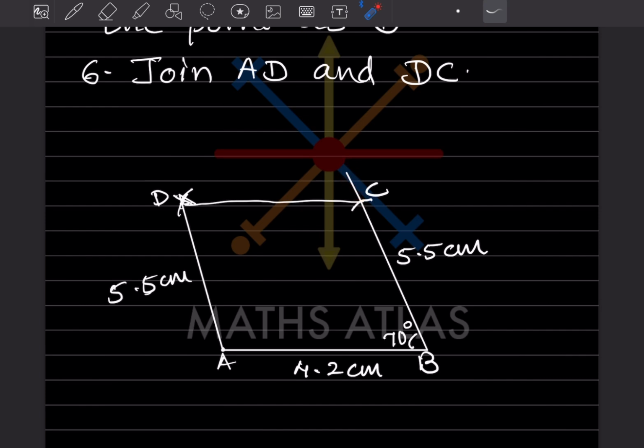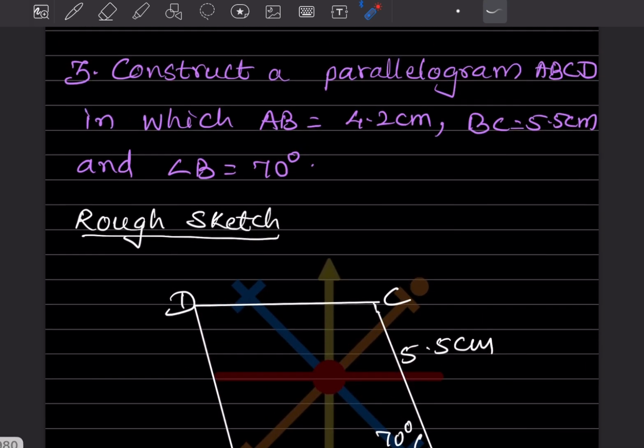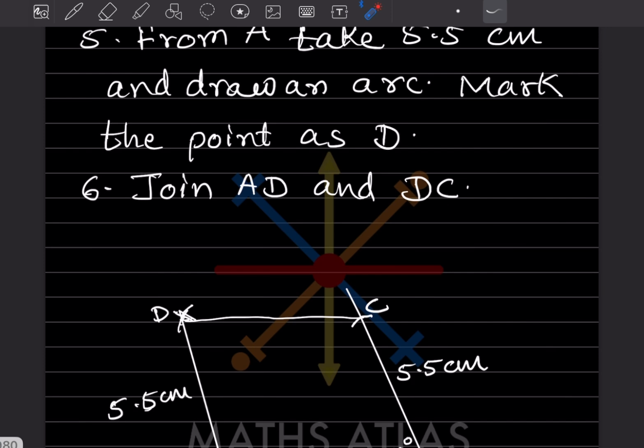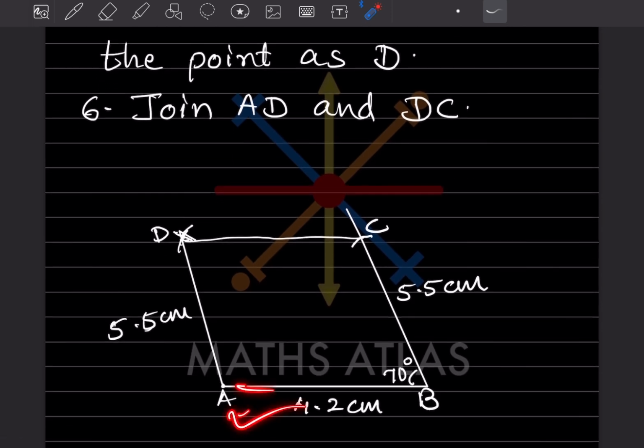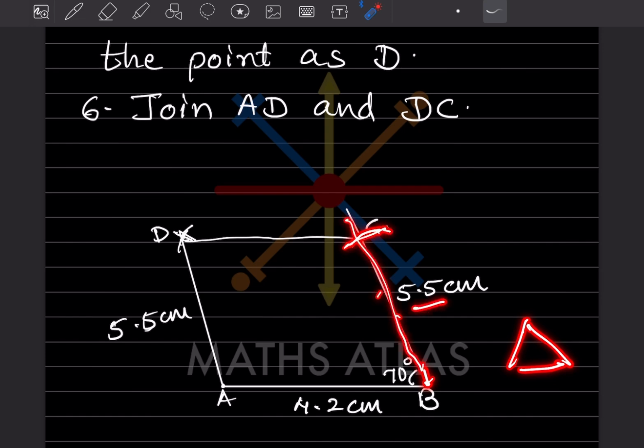Now what is given here is that BC is 5.5. So you know that this will be A, B, C and D. BC means 5.5. So from here, with the help of your compass, you will take 5.5 centimeter. From here you will draw one arc, because already this line is drawn. So you will cut this one at 5.5.